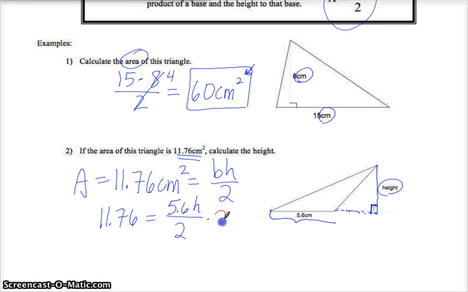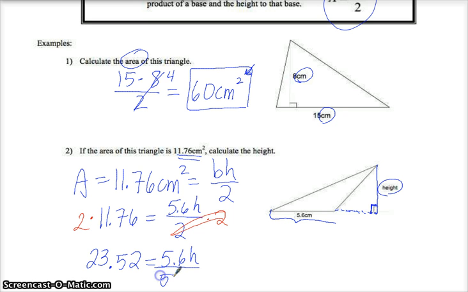The first thing you should do is get rid of your 2 by multiplying it on both sides. Right, so 11.76 times 2. Let me see, I gotta get my calculator. That's 23.52. And then that equals 5.6h.